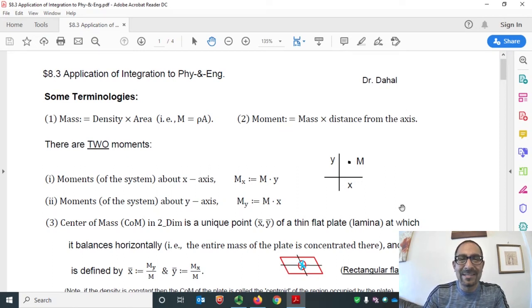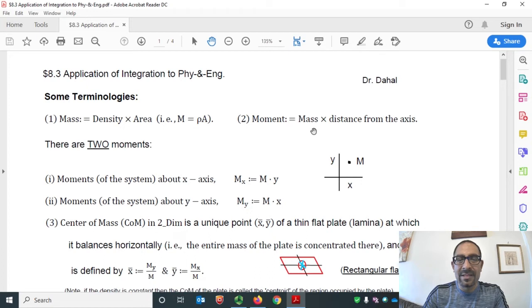In today's class, I'm going to cover applications of integrations to physics and engineering. So let me start the class right away. First, some terminologies. Mass equals density times area. We denote density by rho, area by A, mass by m. So we have the formula m equals rho times A.